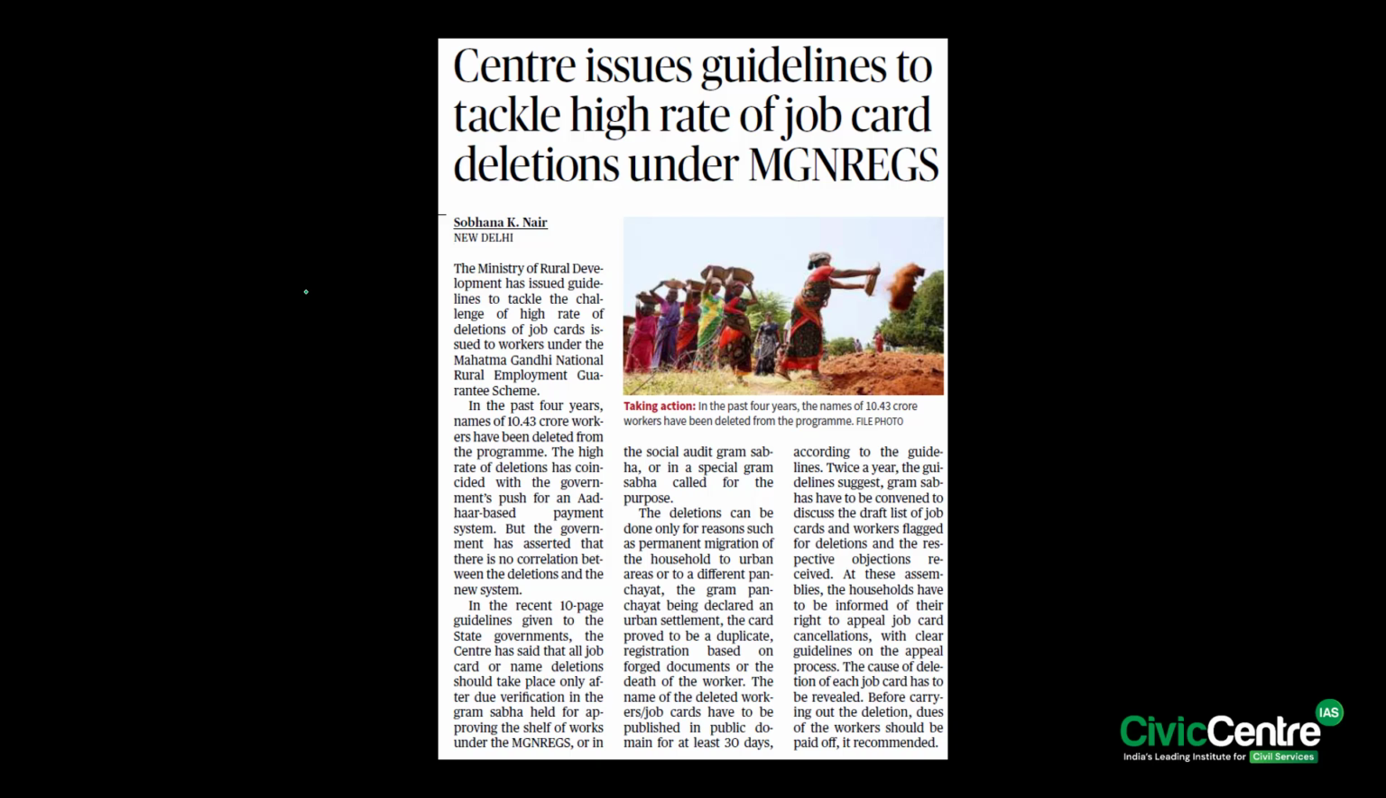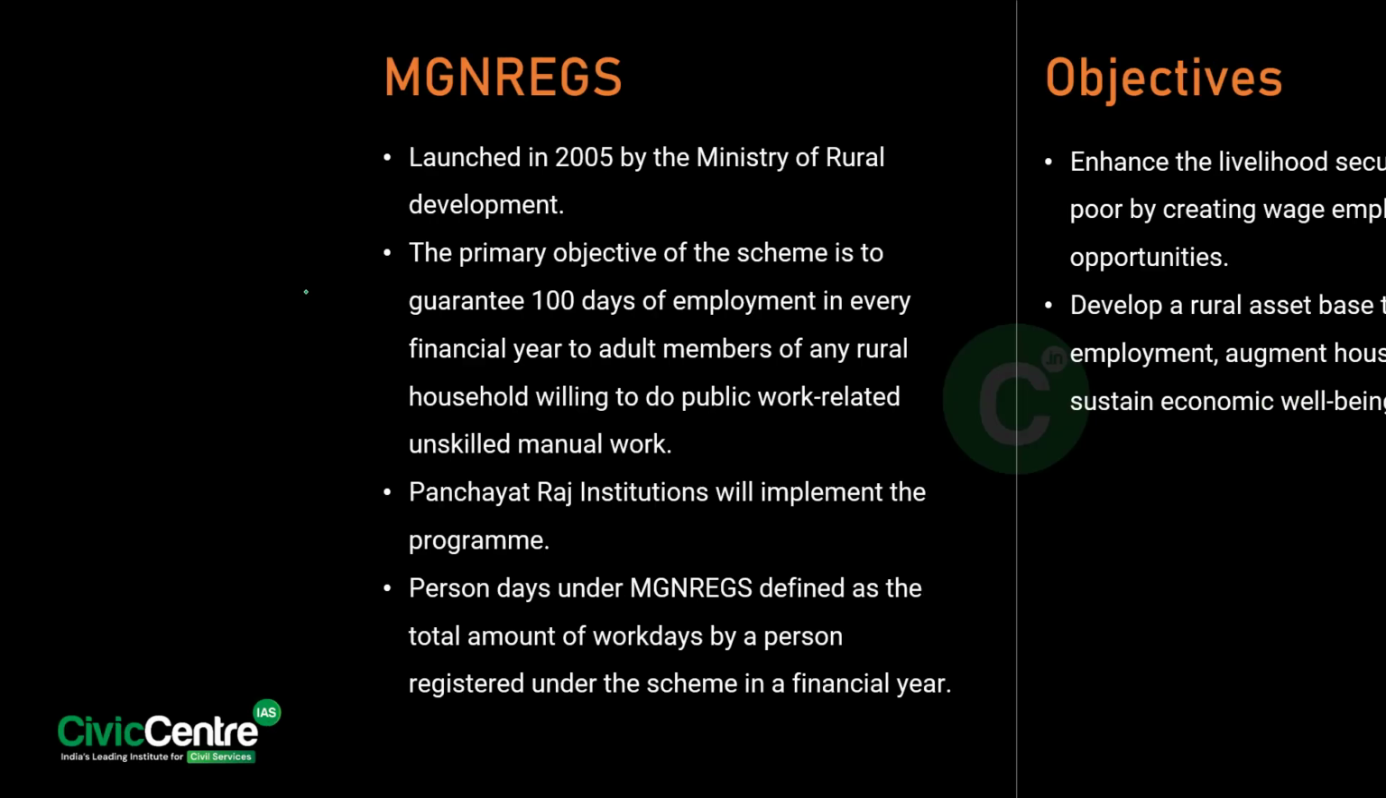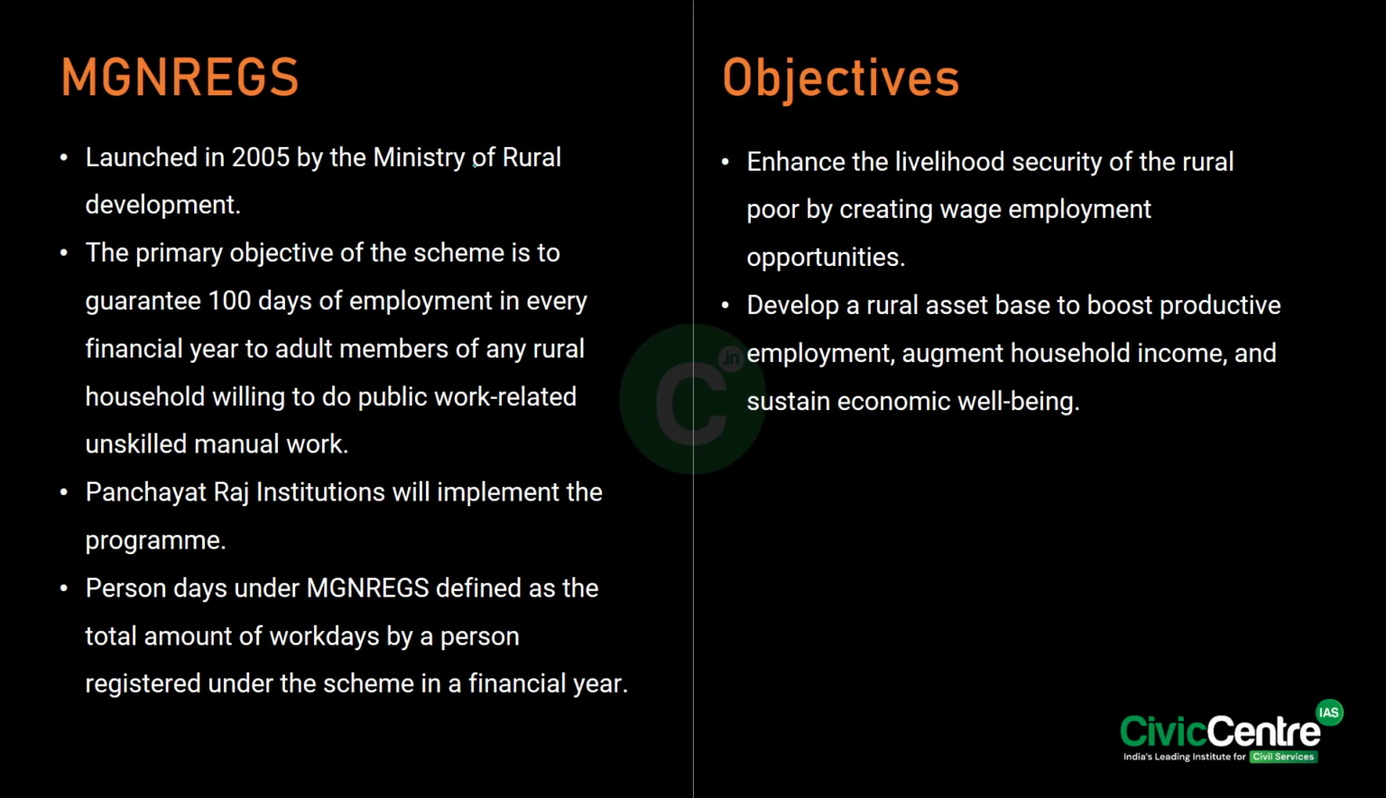Now moving on to talk about the next article, it talks about the Mahatma Gandhi National Rural Employment Guarantee Scheme. So, the primary objective, see, this was launched in 2005 by the Ministry of Rural Development, where the primary objective of the scheme is to guarantee 100 days of employment in every financial year to adult members of any rural household willing to do public work related unskilled manual work.